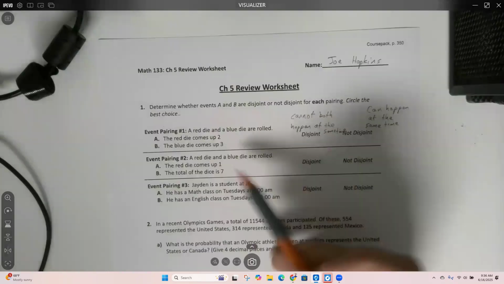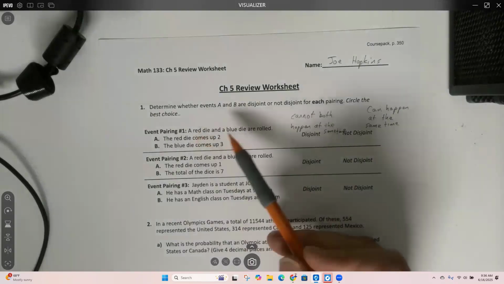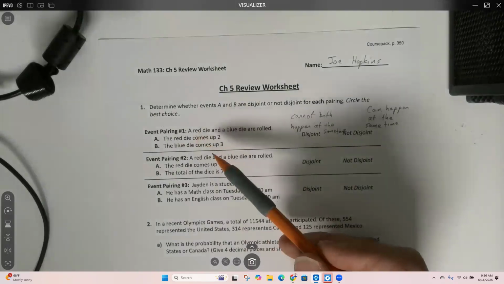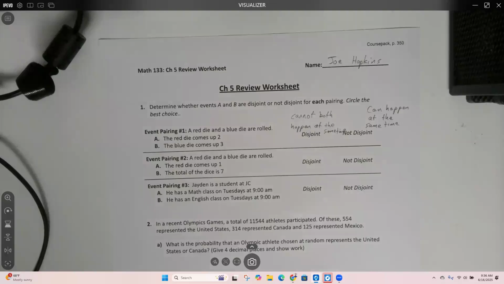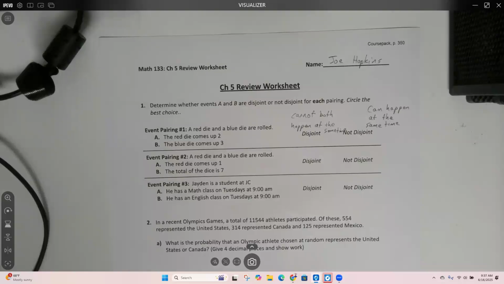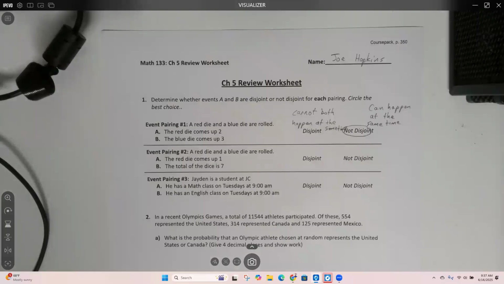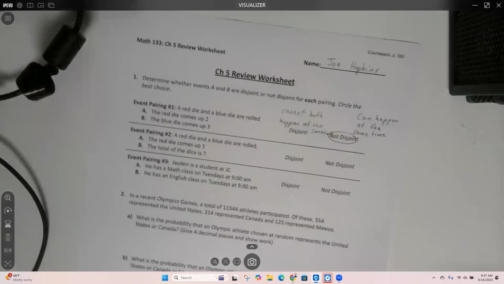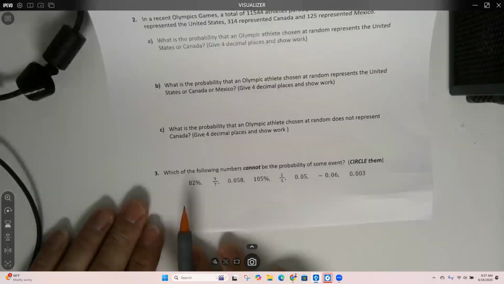For question number one, a red die and a blue die are rolled. Can a red die come up two and a blue die come up three? Can both of those happen at the same time? Yes, you can have a red two and a blue three. If you roll one red die, you can't have a red that ends up as a two and a red that ends up as a three, because you only rolled one red die. But this one would be not disjoint. They can happen at the same time. Most of this we'll work on together. I'll give you a hint on number three.